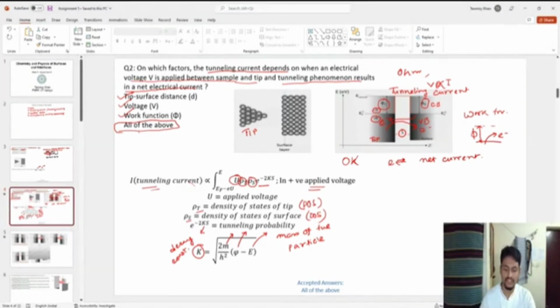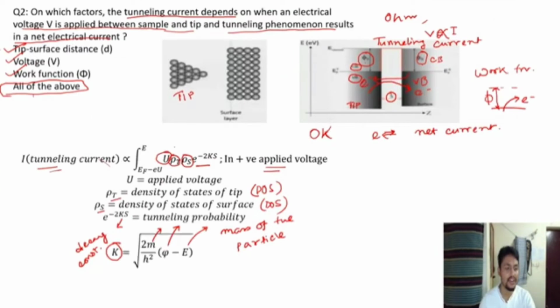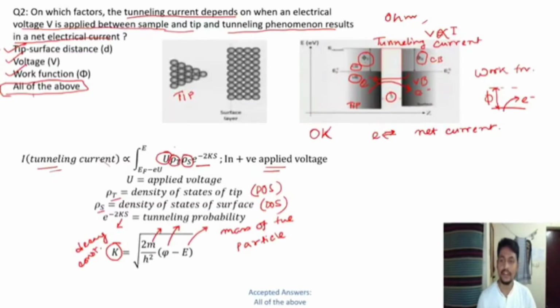So this is the question. We have understood question number 2. Now come to question number 3. Before going to question number 3, what I have said is that whenever there is no applied voltage, there is no net tunneling current. To get a tunneling current, because that is the main thing in the scanning tunneling microscope, we are going to measure the tunneling current. If we are not getting any tunneling current, we need to apply some voltage.